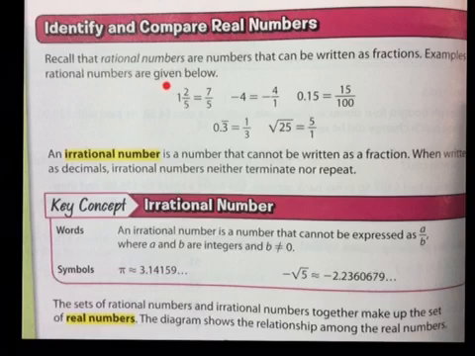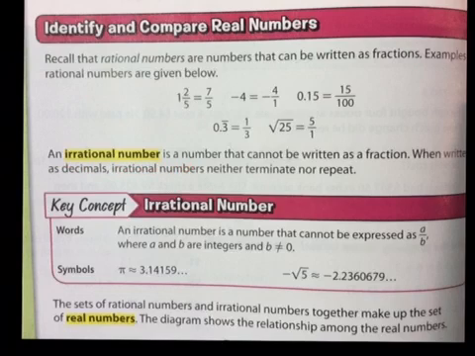Example, rational numbers are given below. 1 and 2/5 is 7/5. These are all rational numbers. -4 is -4/1. The repeating decimal 0.3 bar notation is 1/3. Sorry, that was not negative, it's just 0.3 bar notation. And then the square root of 25 is 5/1, right?